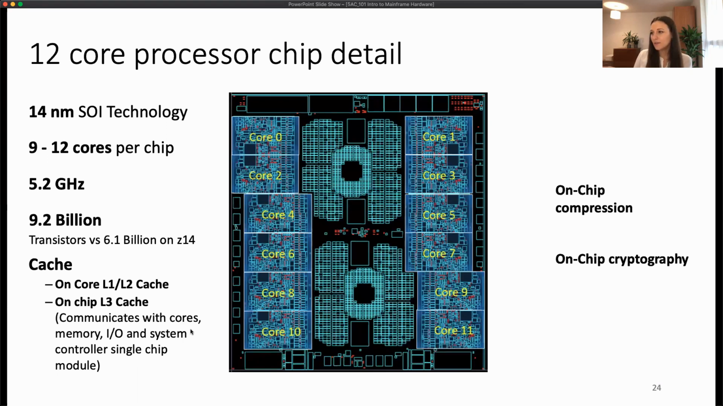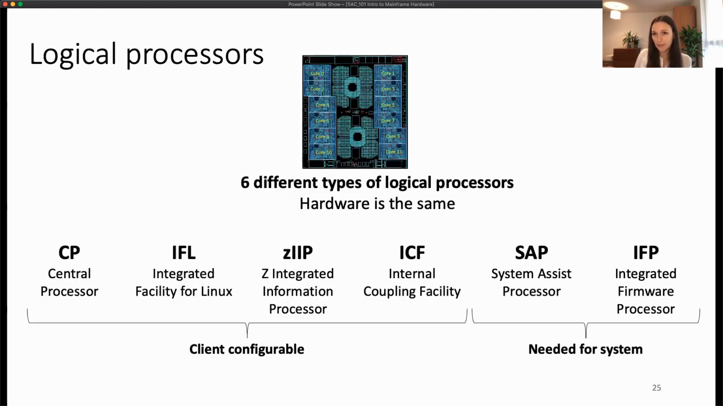All of the mainframe processors within the CPC drawer are, from a physical perspective, exactly the same. But from a logical perspective, they can behave differently, and this is dependent on how they are configured. They can behave like processors in your laptops. They are called CP, central processors. This means that those processors can do all kinds of work.